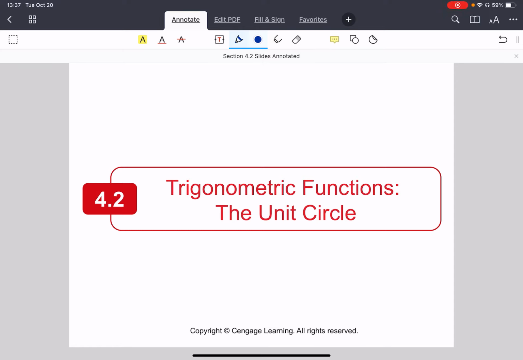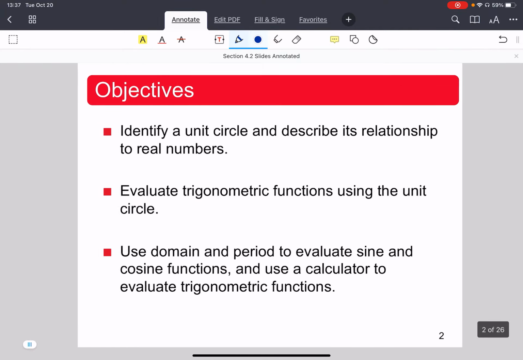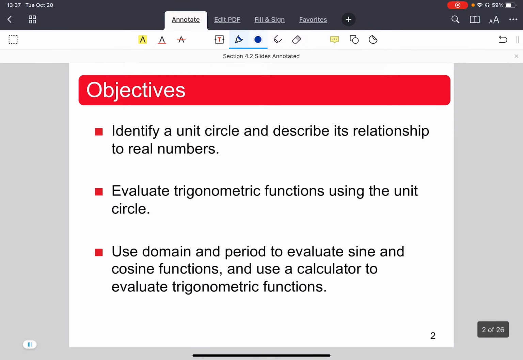In this video, I will talk about trigonometric functions, specifically focusing on the unit circle. The objectives of this lesson are identifying a unit circle and describing its relationship to real numbers, evaluating trigonometric functions using the unit circle, and using domain and period to evaluate sine and cosine functions.